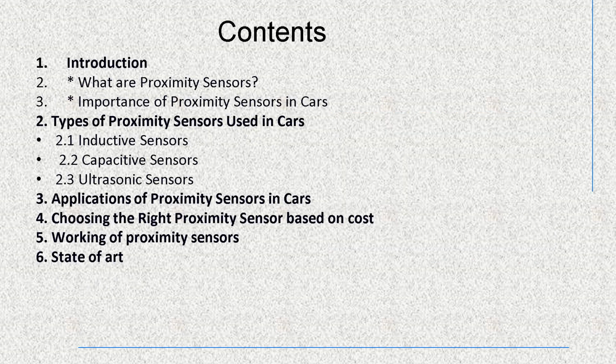This is the table of contents. We will start with the introduction part, then we will move on to proximity sensors which we use in cars. We will see their applications. We will choose the right proximity sensor on the basis of cost. We will see the working principle of proximity sensors, and at the end we will get to know the state of the art of proximity sensors.